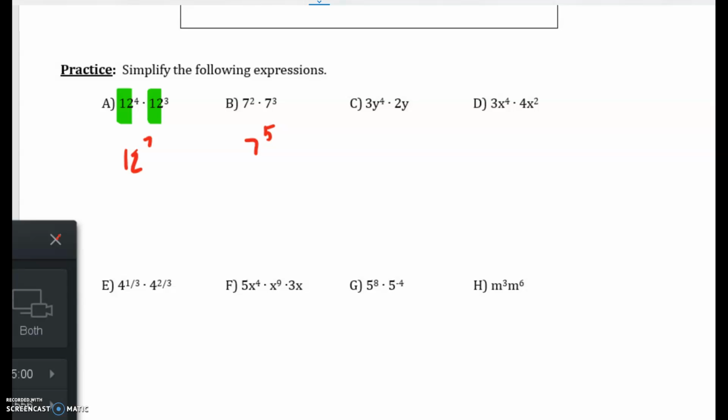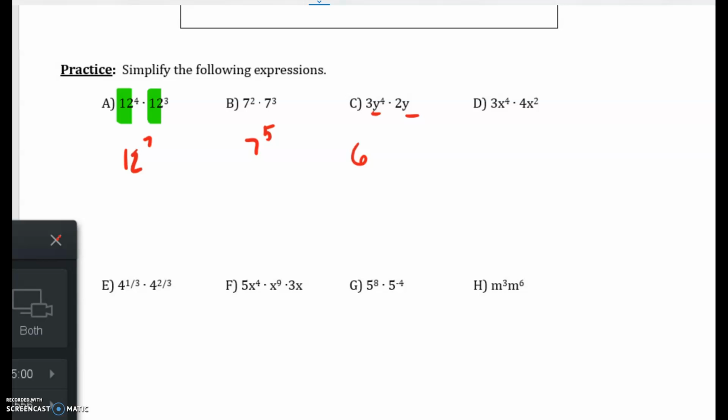Now in letter C, we have a couple other pieces in the problem. We've got this 3 in front and this 2 in front, but we still have a variable that we can apply the rule that we just learned about adding the exponents. So what do we do with these coefficients, these numbers in front? Well, the operation is multiplication, so we are still going to multiply coefficients. So the 3 and the 2, them being coefficients and not exponents, they need to be multiplied. 3 times 2 makes 6.